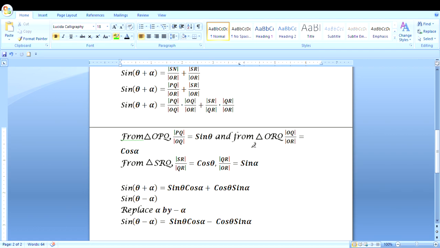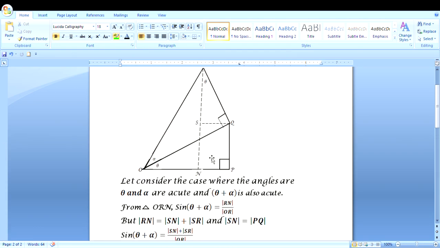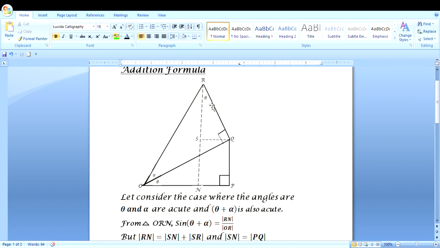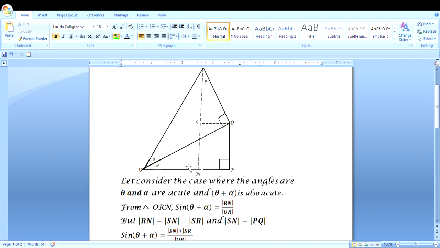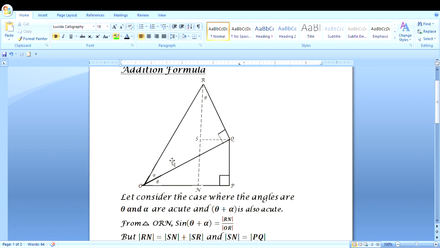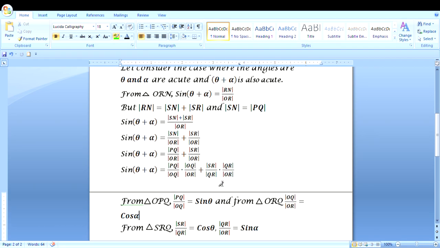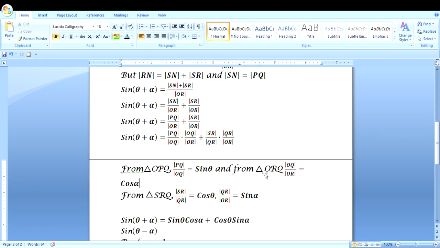Okay, and from the triangle ORQ. Now look at this. We're looking at this angle here, alpha. Okay, here this is alpha, so this is opposite. That means this is the hypotenuse. What connects OQ and OR is the cosine. So here we can now confidently say that from this triangle here, OQ over OR is equal to cos alpha.